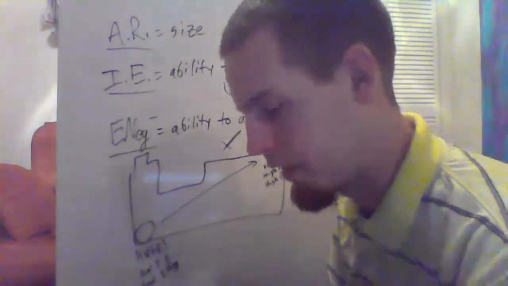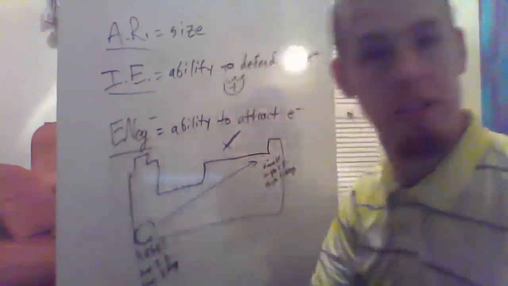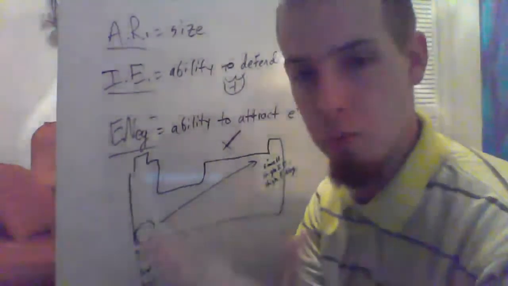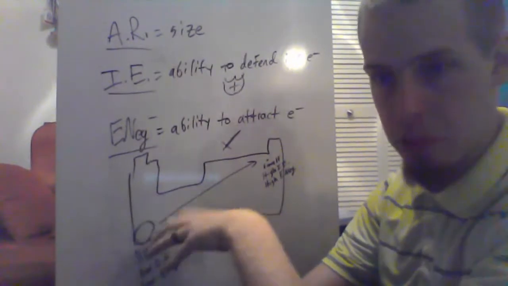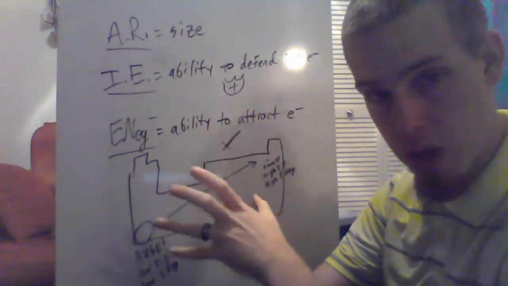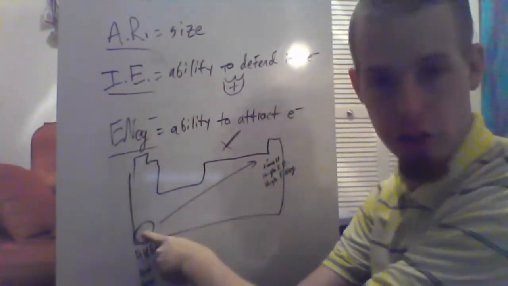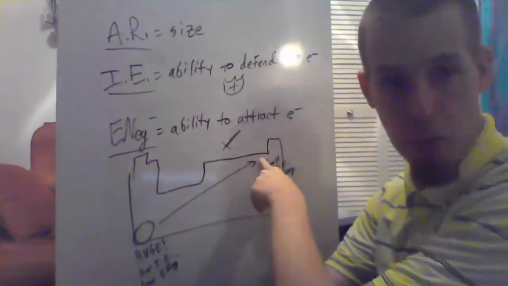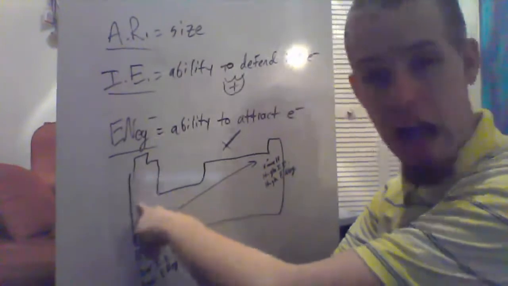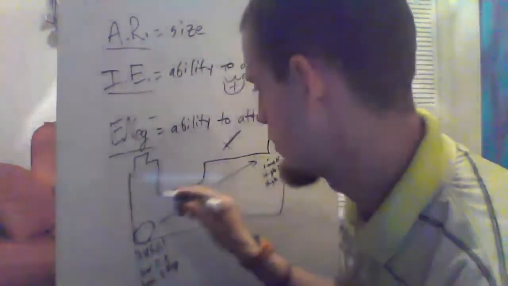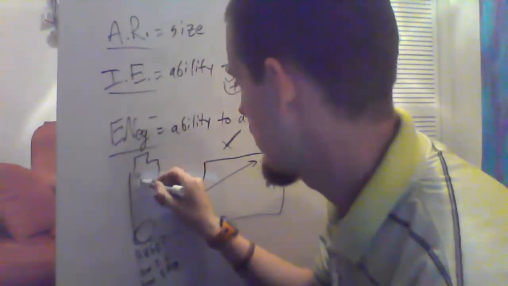Okay. And that's really what it comes down to. Again, as you go up, down, left, and right on the periodic table, those are the trends. But the big trend is this is huge. These are small, okay? And the reason is, right, as you go down, there's more shells.